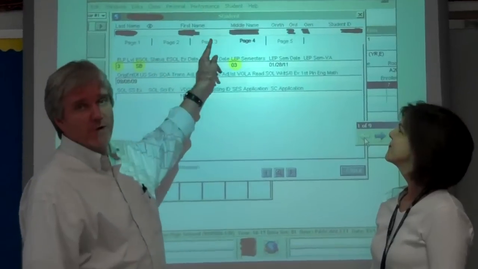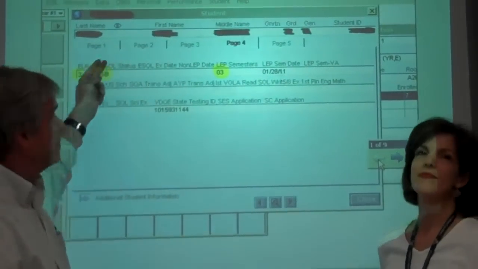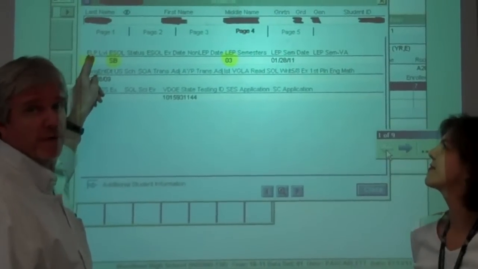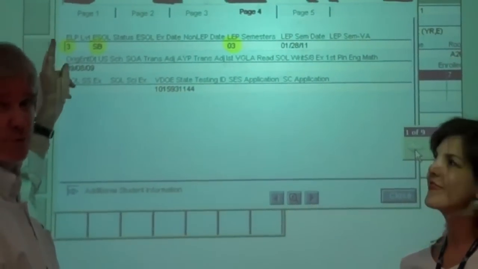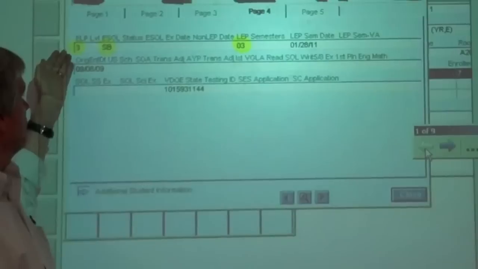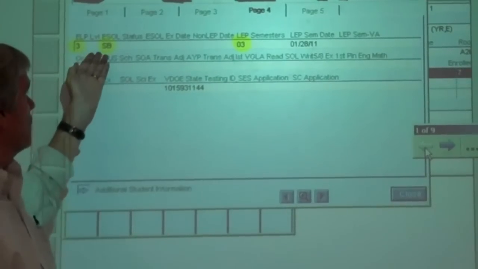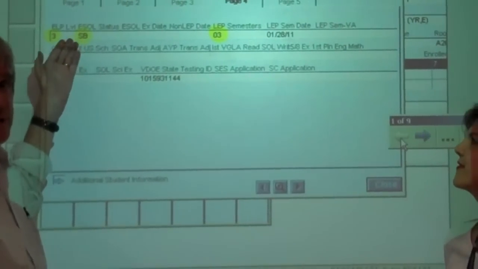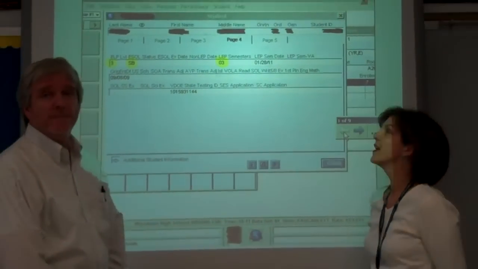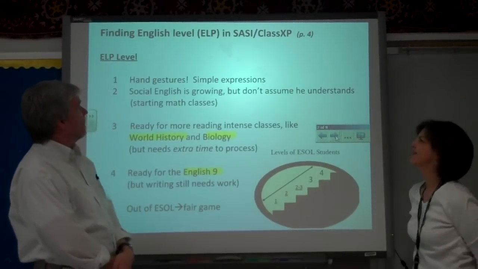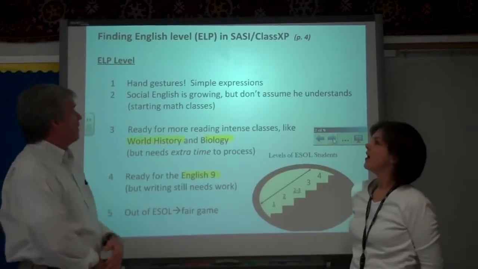If you go to page 4 of the student's profile on SASE, you can find out the level of the ESOL student in your classroom. If you're curious about that, it's right there at page 4, ELP level. And this particular student, who is a level 3, is also an SB student, which is school-based, someone who's actively involved in the ESOL program. And we also know he's been here for 3 semesters. Would you like to tell us about this?